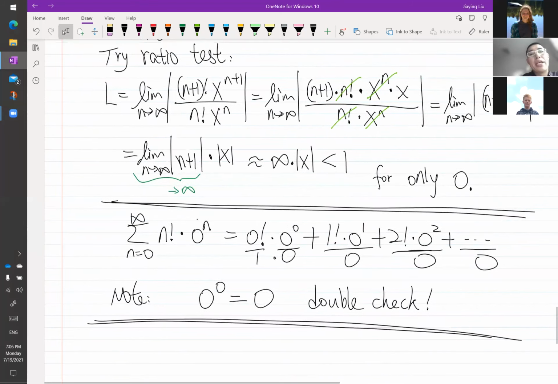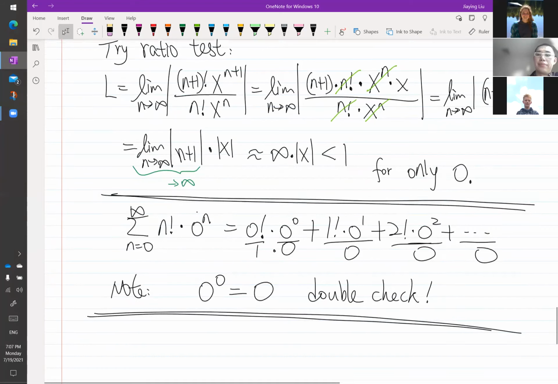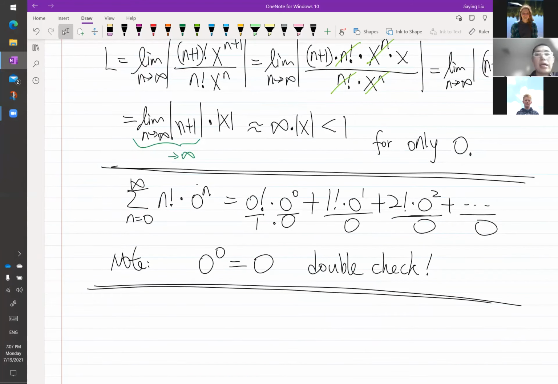But again, the idea is that you begin with something and then you try to force it to be less than 1. Any questions on this?